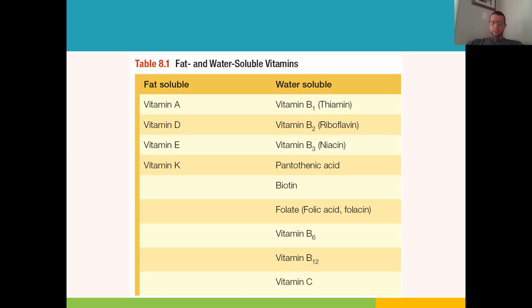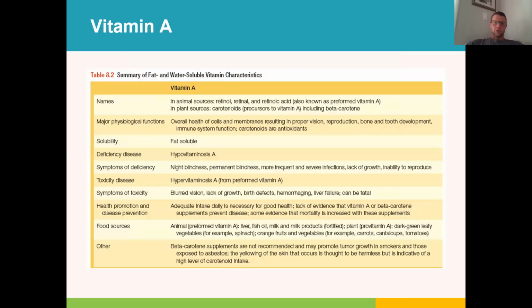But anyways, these are your B vitamin complex over here, and then you get the vitamin C. All right. So let's go through each of the vitamins. We'll talk about where you find them, what they do, their solubility, what happens if you don't have enough of it, symptoms if you get too much, health promotion, disease prevention, and anything else you want to know. So vitamin A, okay?